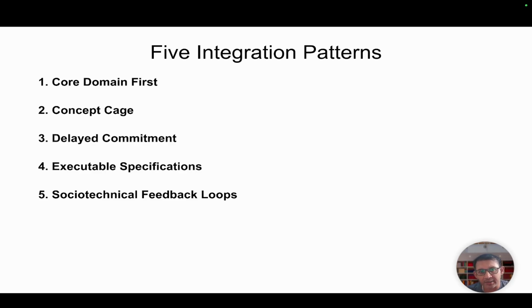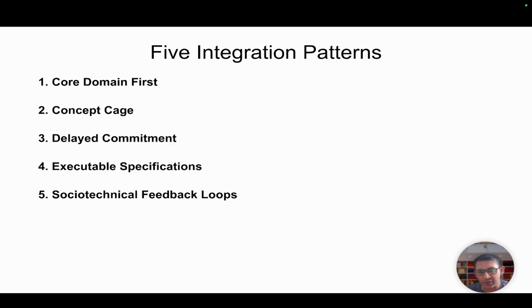The third pattern is delayed commitment. You use advanced language features like union types or refinement types to postpone concrete schema decisions until you have validated user stories with real usage data. You maintain flexibility without giving up type safety. This works when you are unsure about data modeling decisions but don't want to paint yourself into a corner.